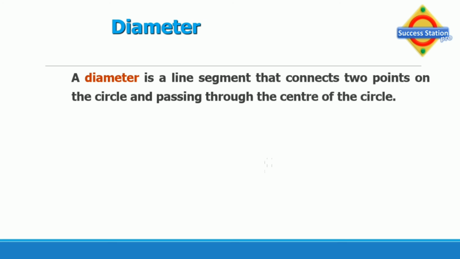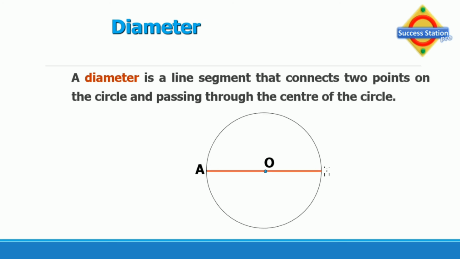But what is a diameter? Now, a diameter is also a line segment. Firstly, it is also a chord, a line segment that joins any two points on the circle. So point A is on the circle and point B is also on the circle. If I join A and B, then what do I get? I get a chord, because both the points are on the circle, right?